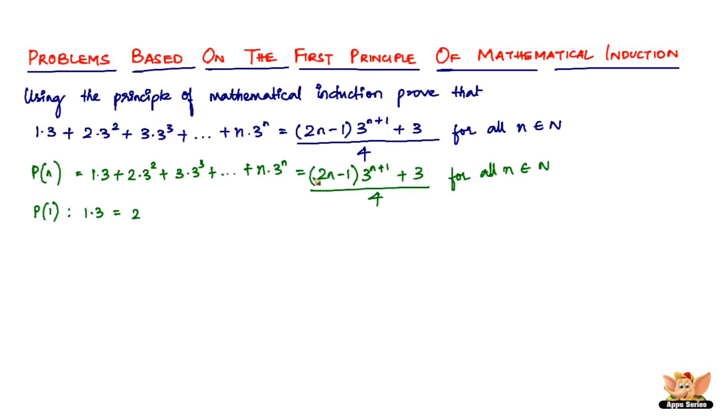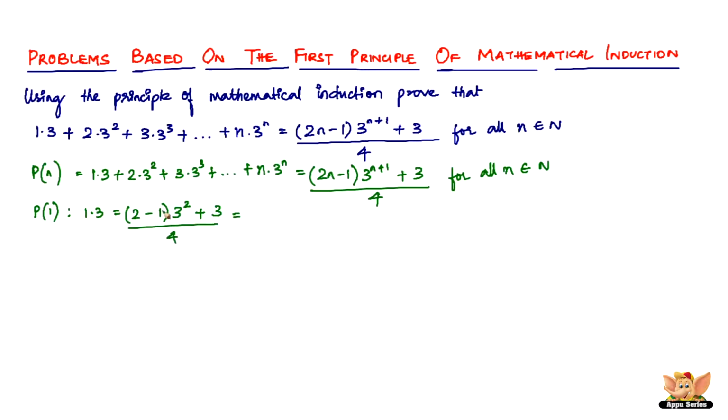So 2 times 1 is 2. So 2 minus 1 times 3 to the power of n plus 1. If you substitute 1 in the place of n, then it becomes 1 plus 1. So that becomes 3 square. You know why? Because I replace n by 1 and 1 plus 1 is 2, and that's how we get 3 square. Plus 3 divided by 4.